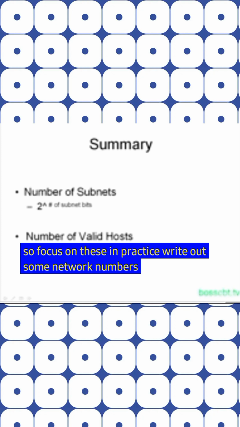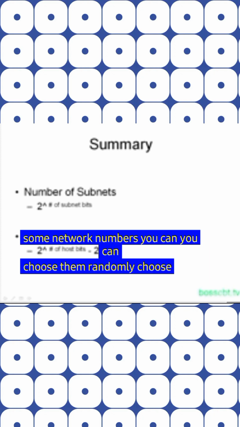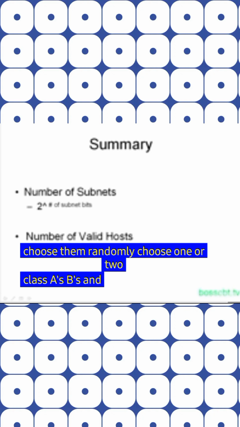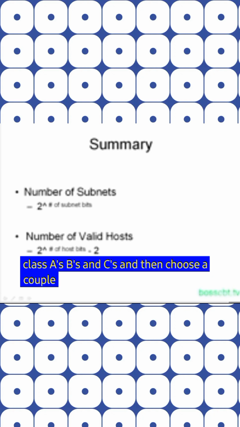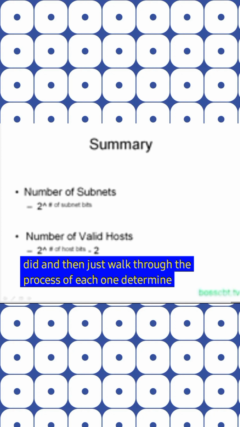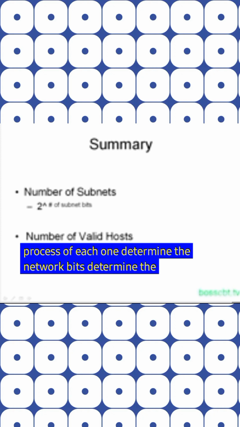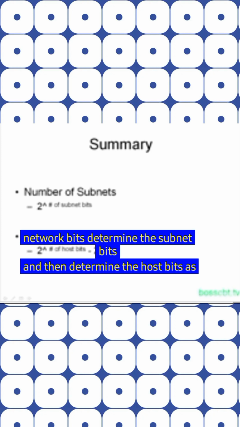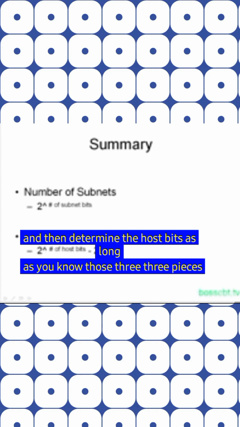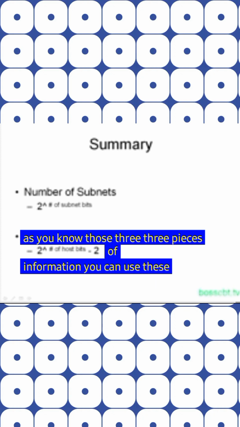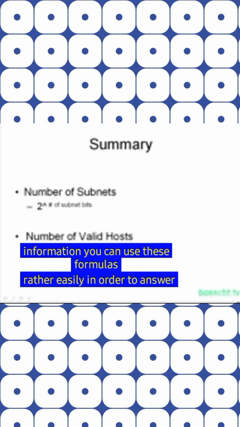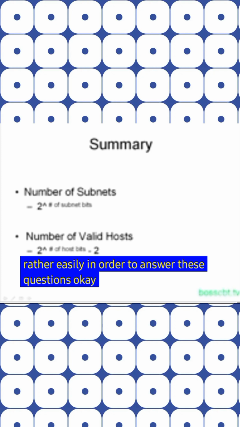Focus on this practice. Write out some network numbers. You can randomly choose one or two from class A, B, C, and a mask like we did in the last example. Process each, determine the subnet bits, and then the host bits. With these 3 pieces of information, you can use the formula precisely in order to answer this question.